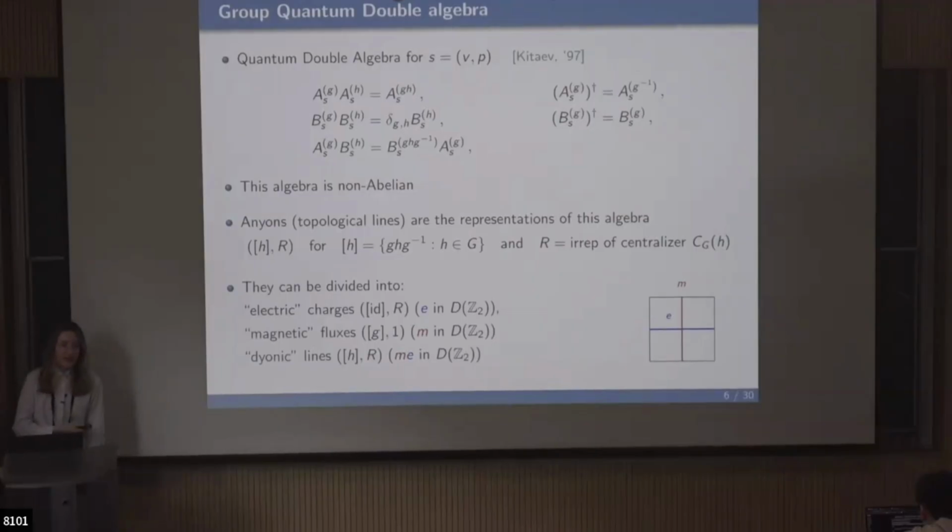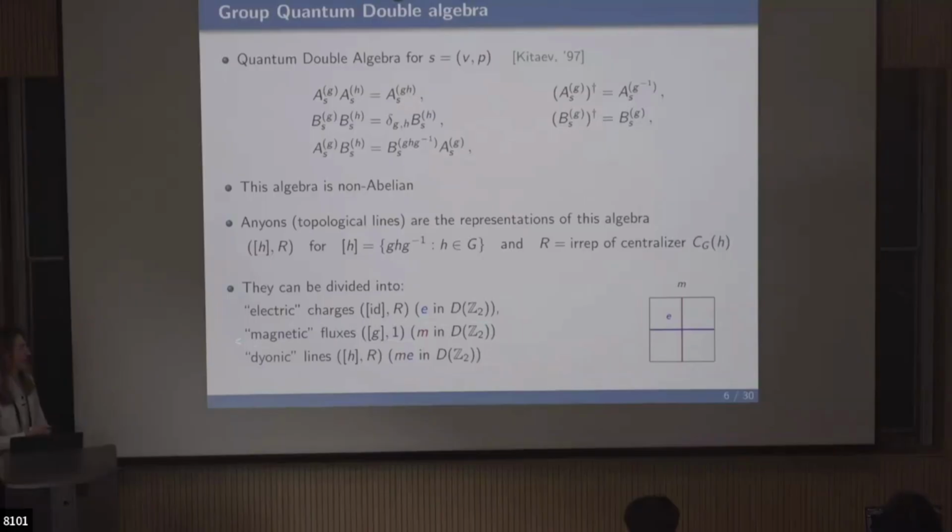Okay, so this is the quantum double algebra, and the anyons, which are topological lines in spacetime and which are the errors, the ones that can take us out of the code space, are actually labeled by a conjugacy class of the group and a representation of the centralizer. So in particular, they generally obey non-invertible fusion rules. The electric charges are the ones labeled just by representation, and the magnetic fluxes by a group element. And then we can also have the dyons. Okay. And we will see that these codes can be defined, as I said, on manifolds with boundaries and with particular boundary conditions labeled by subgroups.